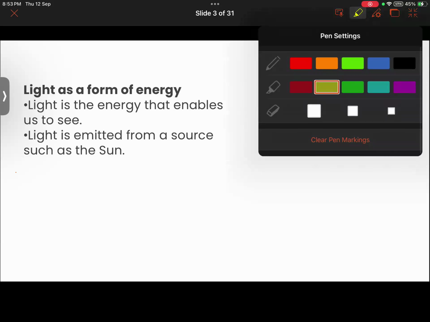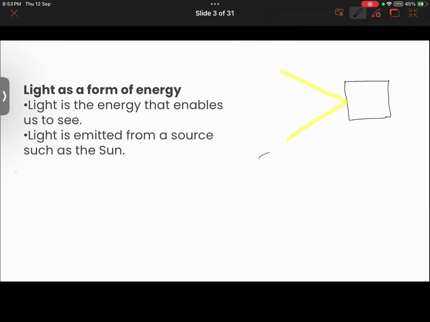If these reflected light rays come to our eyes, behind our eye we have a retina, on which the image of this object will be formed. So due to the reflection of the light from this object, we are able to see this. It is reflection which enables us to see different things around us.